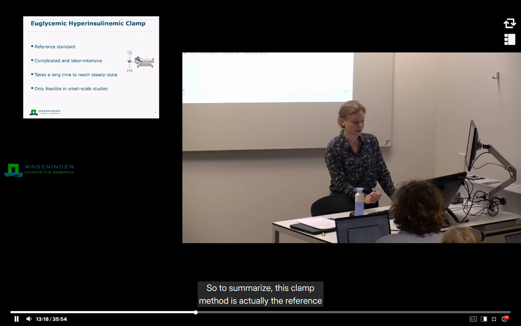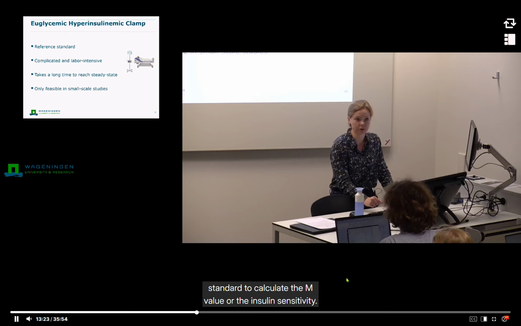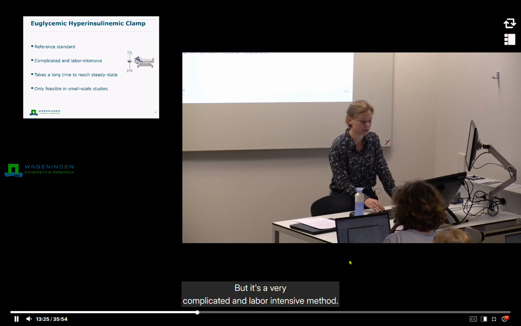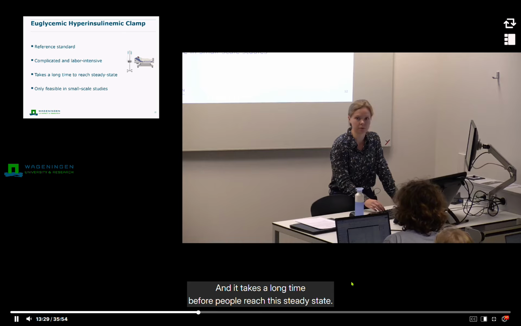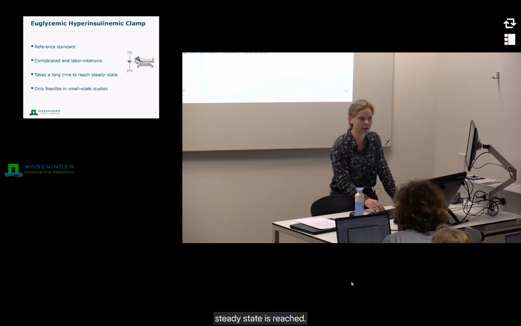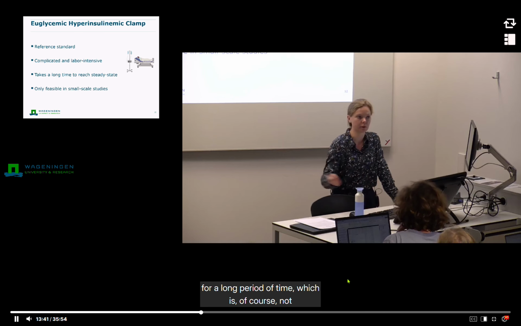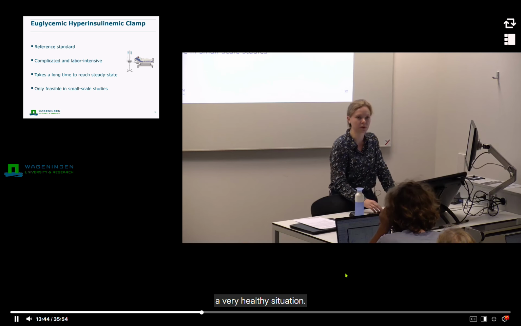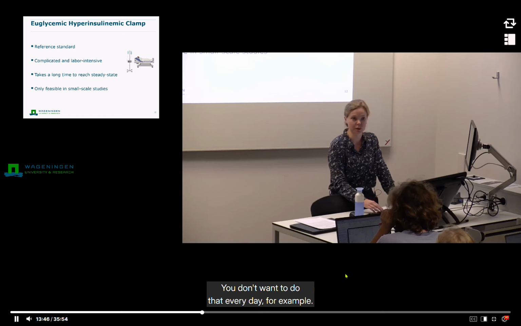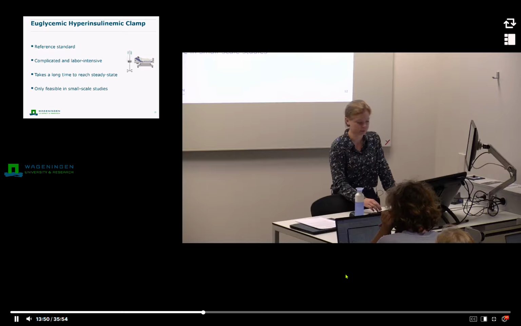So to summarize, this clamp method is actually the reference standard to calculate the M value or the insulin sensitivity, but it's a very complicated and labor-intensive method, and it takes a long time before people reach this steady state. It can take up to 4 hours, for example, before the steady state is reached. And you can imagine that you need to infuse very high levels of insulin for a long period of time, which is of course not a very healthy situation. You don't want to do that every day, for example. And therefore it's only feasible in small-scale studies.